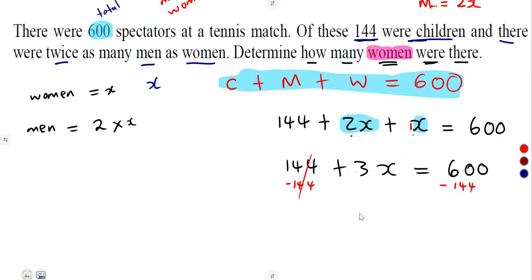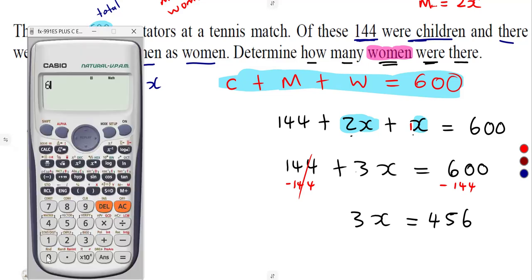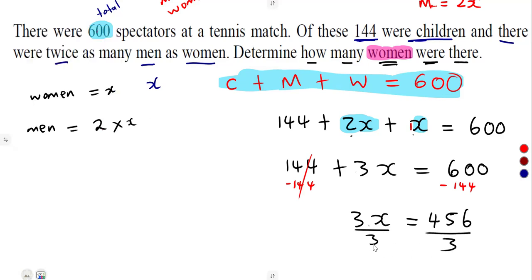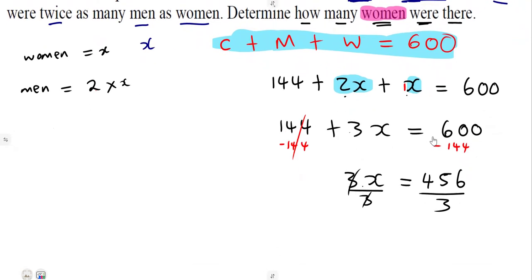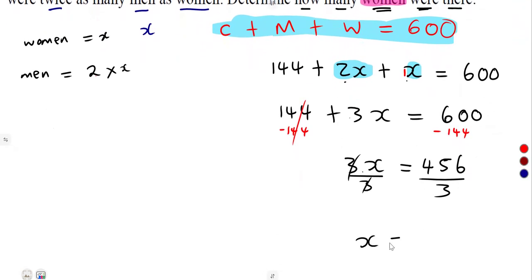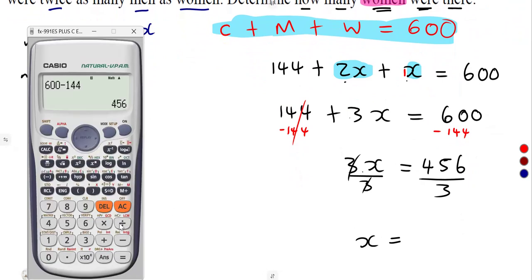So 3x is equal to what? 600 minus 144. It was going to give us 456. You can as well use your calculator here. 600 minus 144. So this is 456. Okay, divide by 3 here so that you can obtain the value of x. So x is equal to what? Simply take this one, divide by 3.